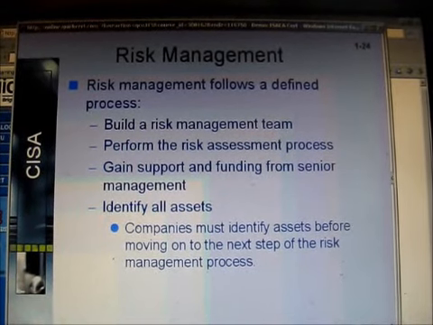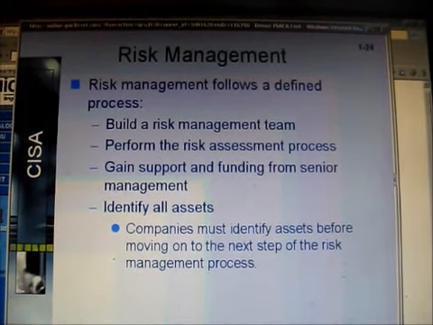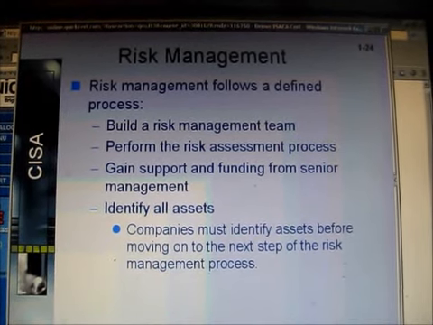And a big piece of this that I haven't talked about much here, but needs to be discussed, is that you have to identify all assets.